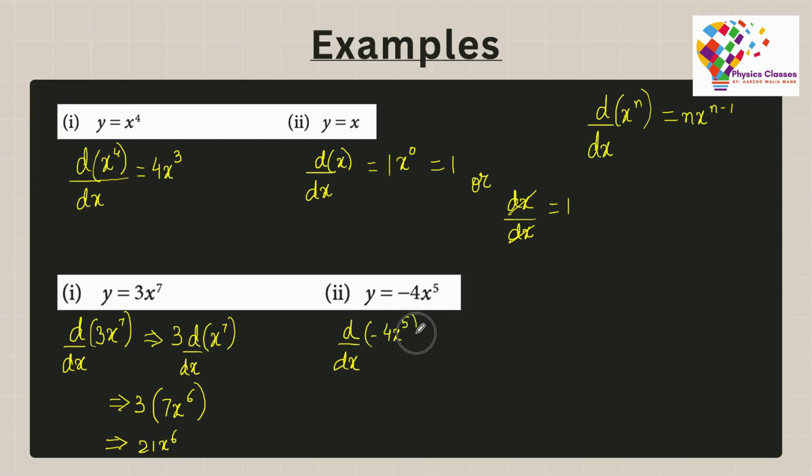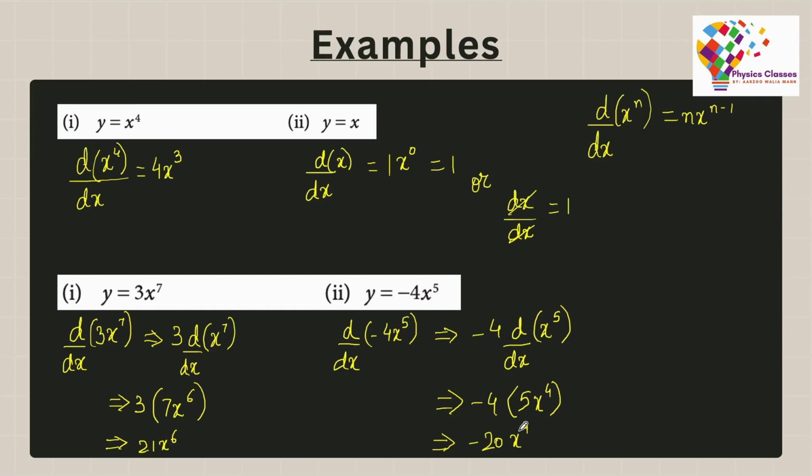Let us look at another situation. I have y is equal to minus 4x to the power 5. Over here minus 4 is the constant. So I take it out of differentiation and I just differentiate x to the power 5. Now the differentiation of x to the power 5 would be 5x to the power 4. So my final answer becomes minus 4 times 5, that's minus 20, so minus 20x to the power 4. Okay, so these were some very basic examples related to the rules that we already learned.